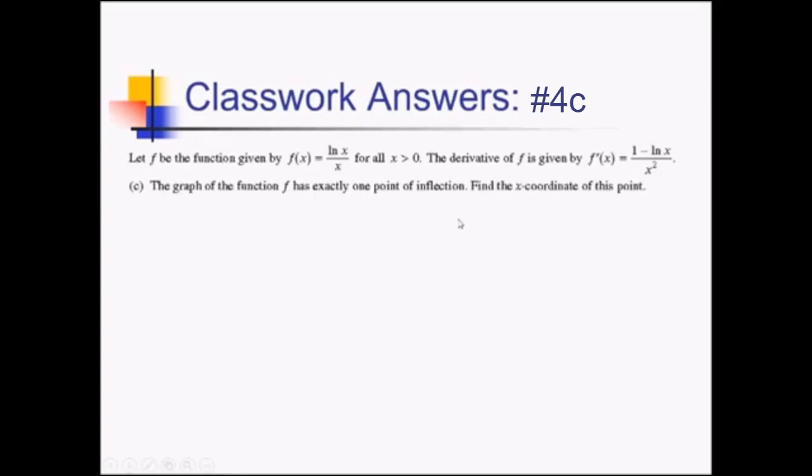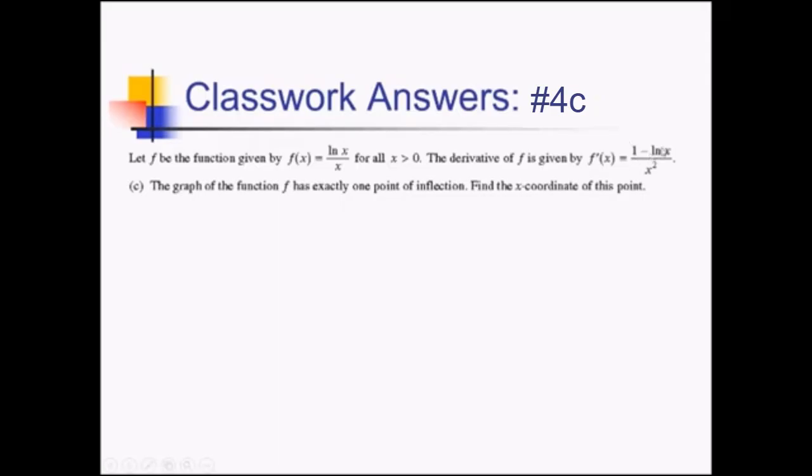For this last problem part, they're telling us the graph of f has exactly one point of inflection, and they want us to find it. So that means we need to figure out where f double prime takes on a value of 0 or is undefined. Means we need to find f double prime in the first place. All right, well, we've got f prime. We just need to take the derivative of f prime.